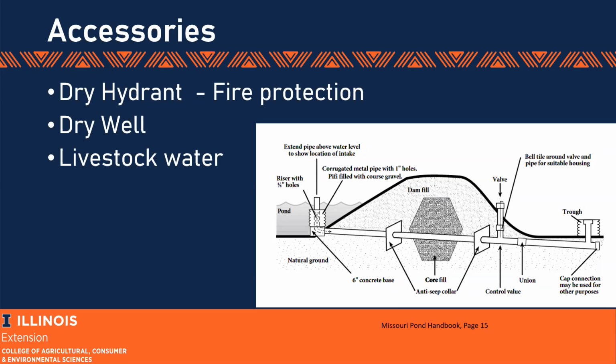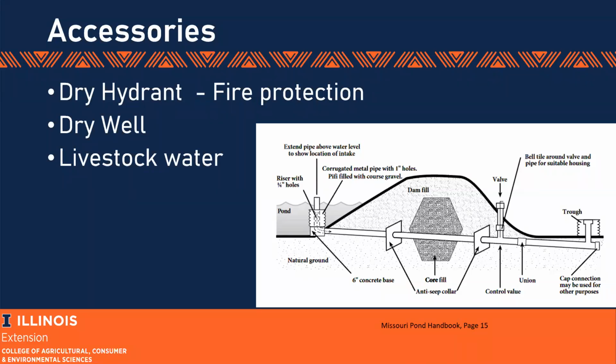Other things we've done, especially when we're looking at livestock use, is what we call a dry well. That's where you put essentially what looks like a well or a hole off to the side of it with pipe or gravel in it, and down in that you can drop a pump and pump water out of it, whether it be for irrigation, for livestock water, those types of applications.